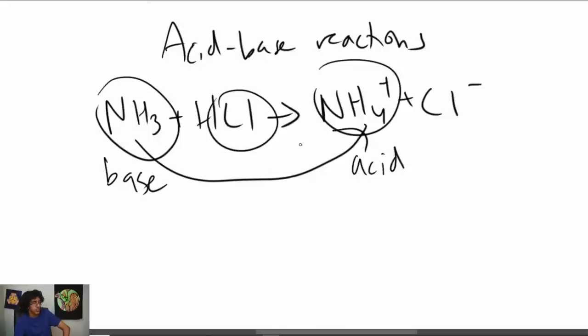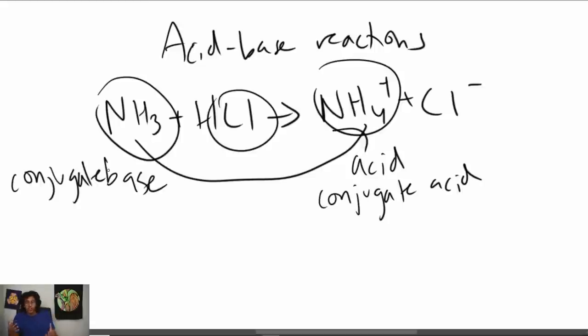Because essentially, this guy is grabbing an H+. Then if we went the other way, this guy would have to give off an H+. So in fact, this is called the conjugate acid, and this is called a conjugate base. So once you have these Bronsted-Lowry acids and bases, they basically have conjugate pairs.